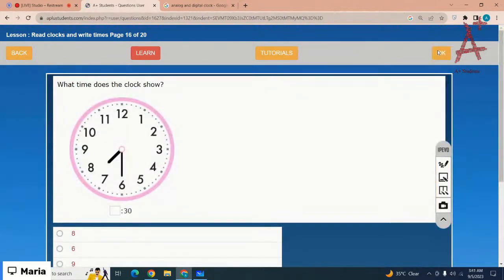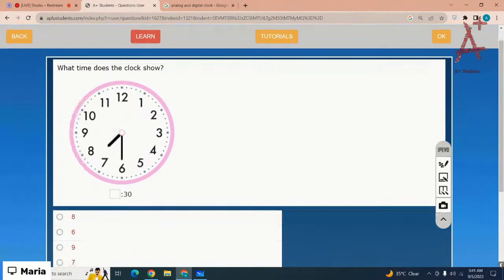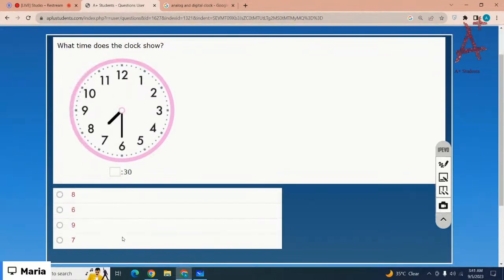What time does the clock show? Which is the correct option? You are given the minutes, you just have to look for the hours, right? So it would be 7:30, right? Because it is less than 8, so it would be 7:30.